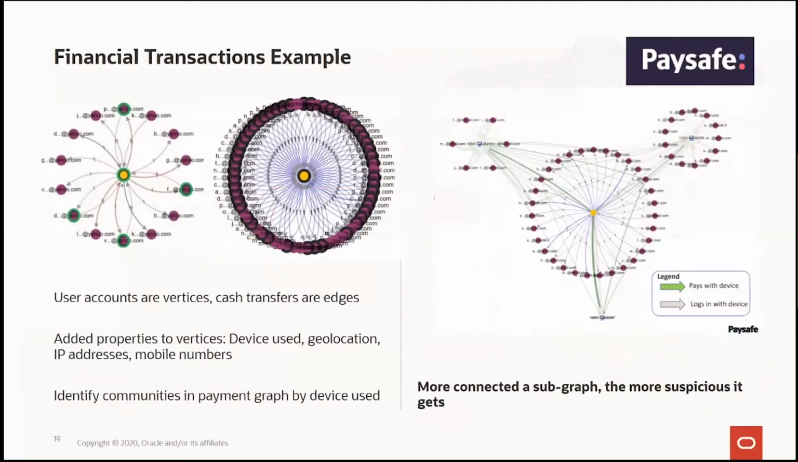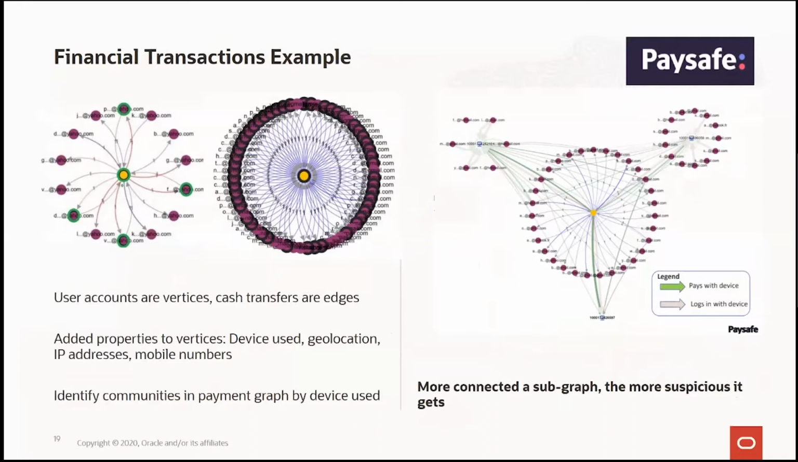So in the financial transaction example here, the financial transaction industry is very aggressive in adopting graphs because they really want ways to identify fraud. Our customer PaySafe models their user accounts as vertices and cash transfers as edges. And they've gotten all kinds of interesting insights, like the anomalous patterns I was talking about earlier.